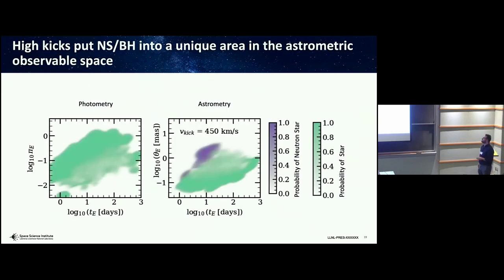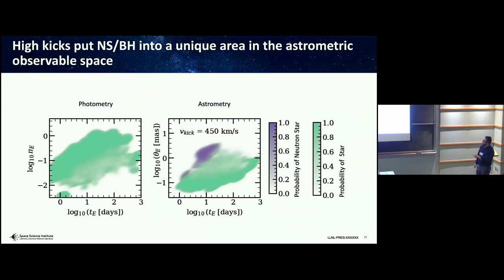So yeah, this is just the same point. Photometric space, this is the probability surface. Anywhere green, we can find something that is high confidence, not a black hole or neutron star, just stars. Anything purple is a region where we expect neutron stars to be uniquely identifiable.